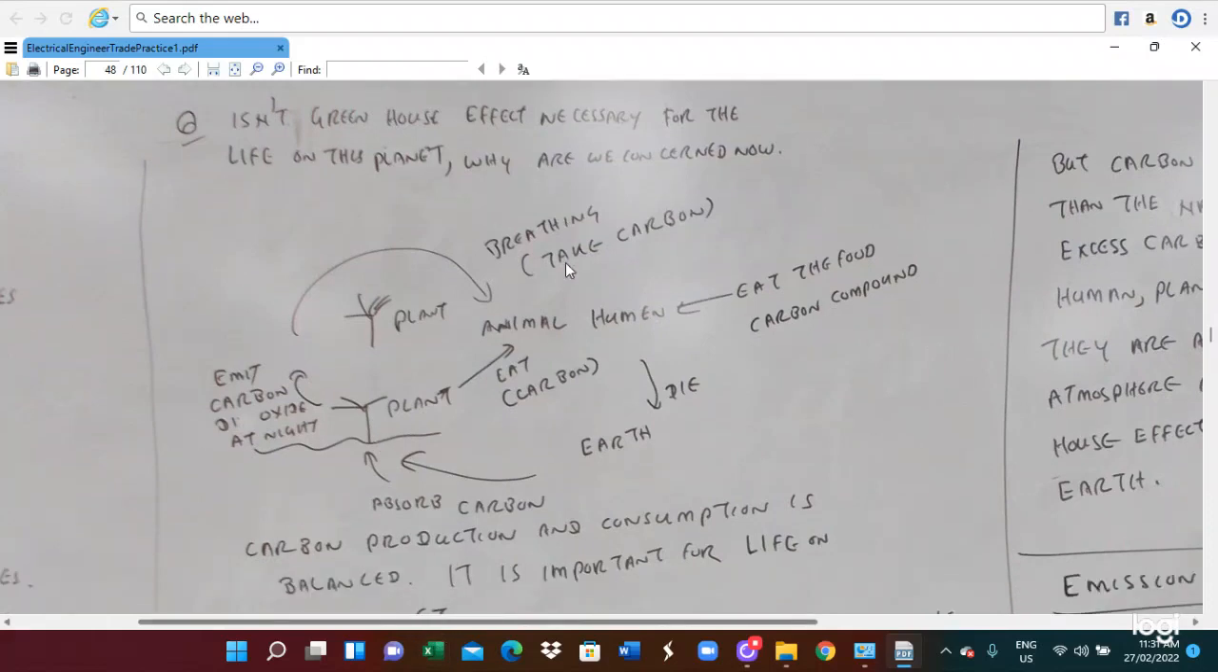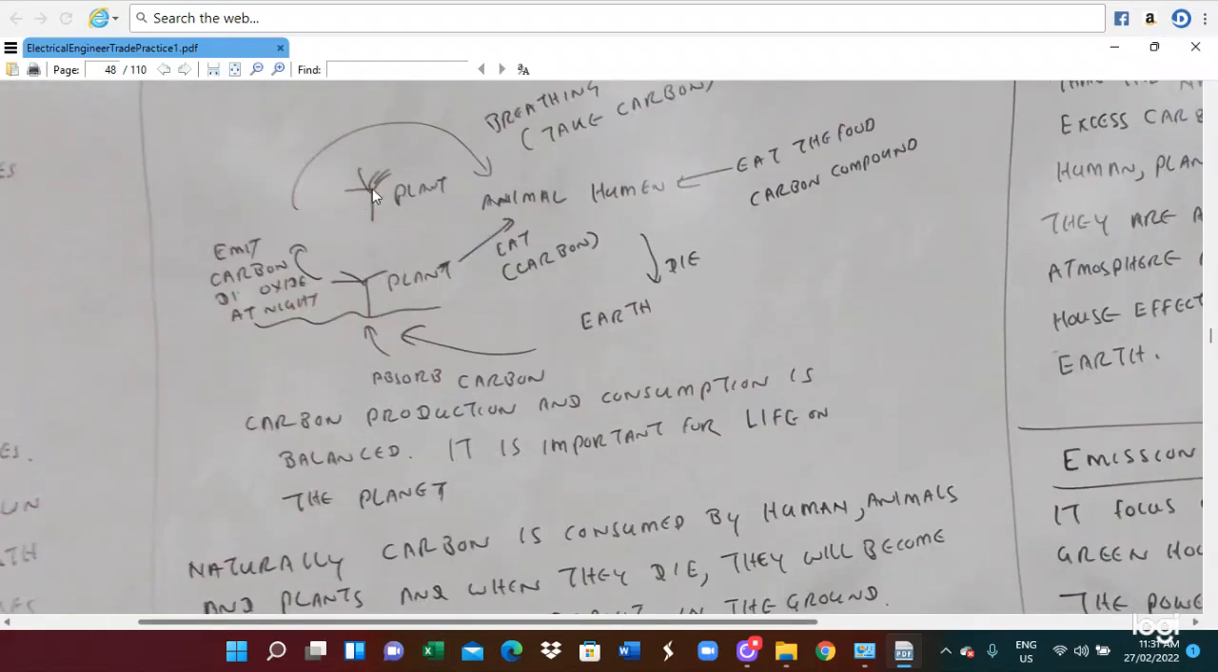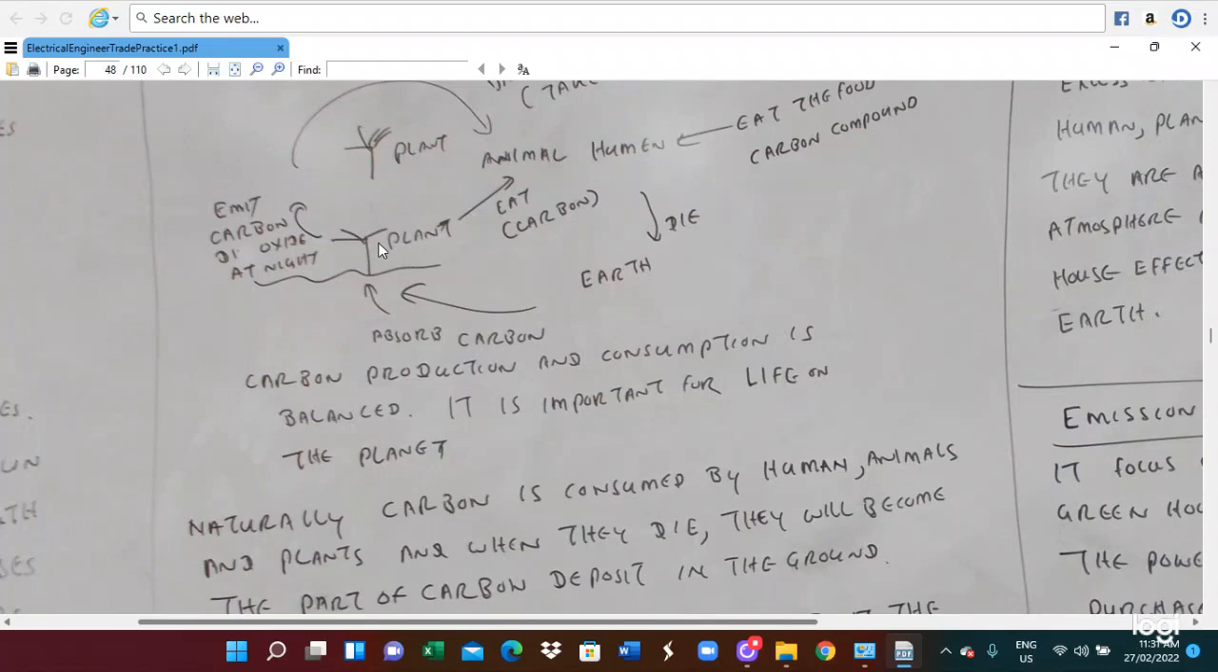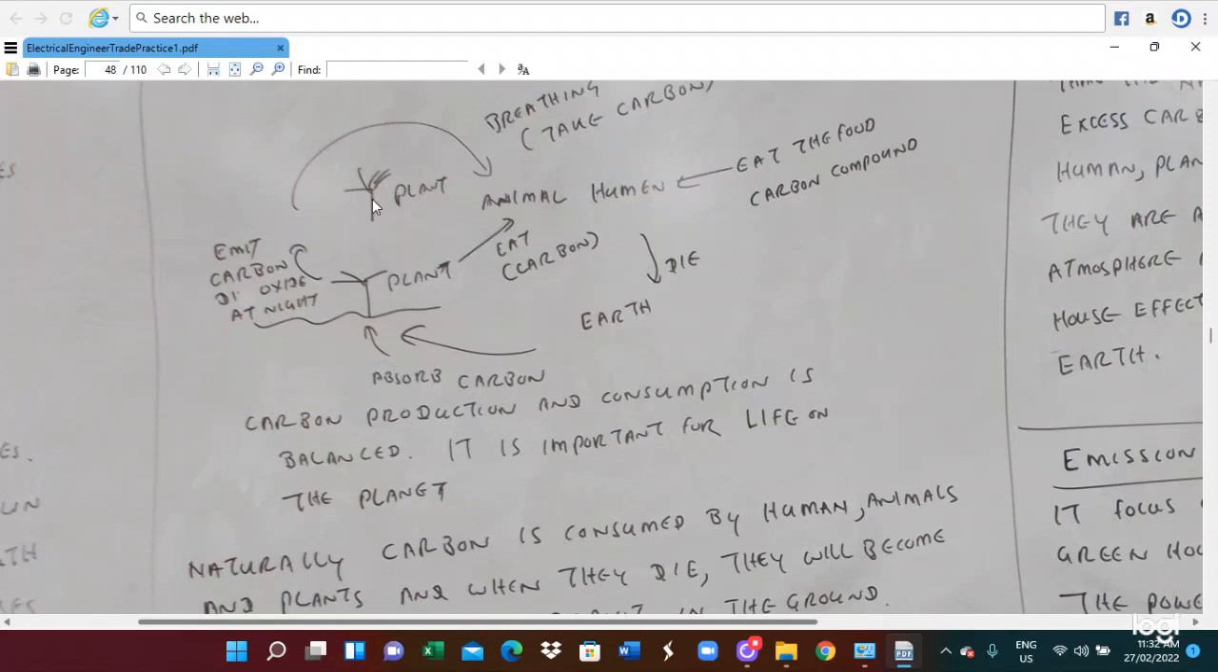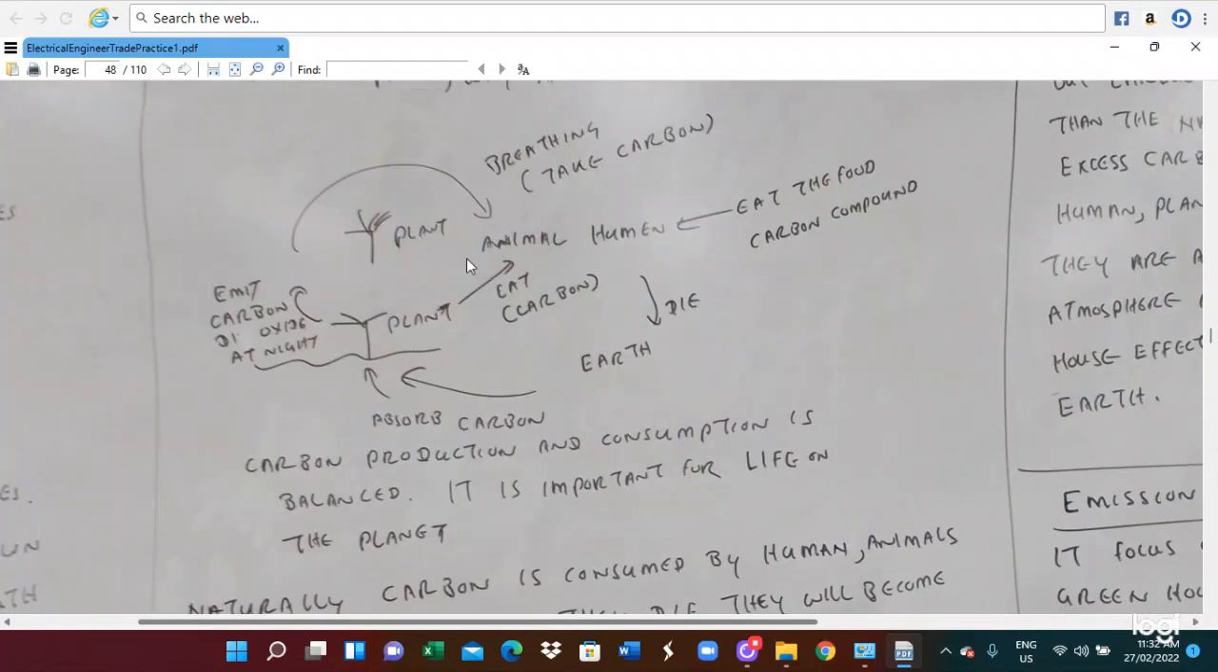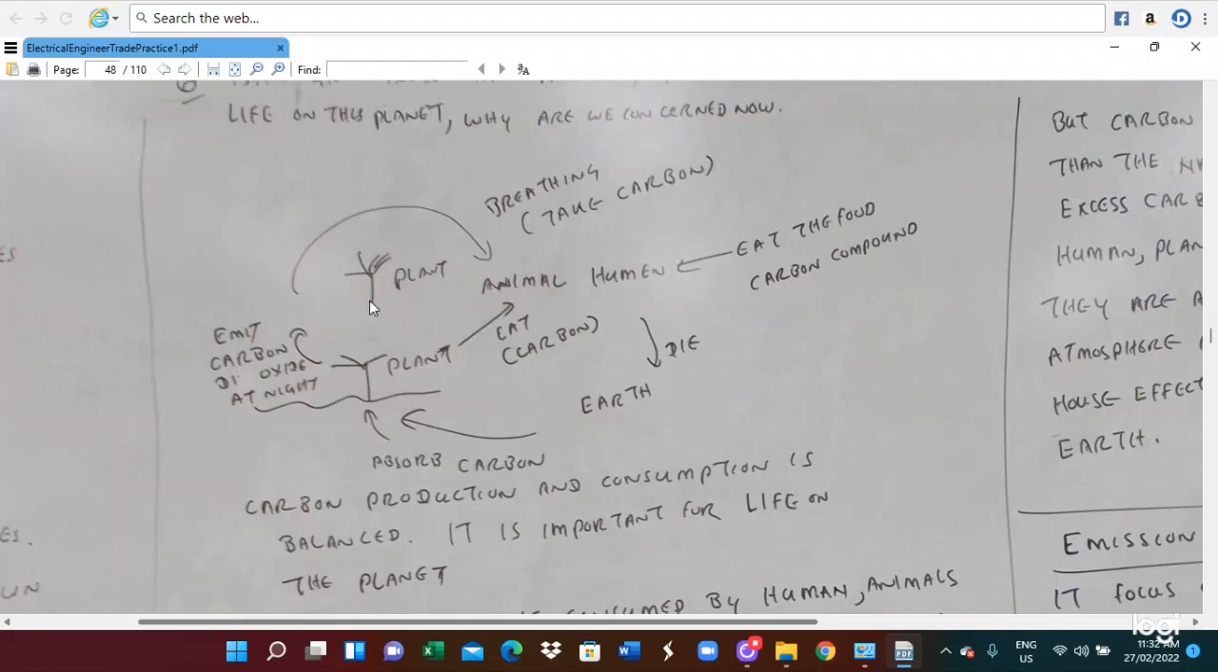The greenhouse effect is also natural, because normally plants absorb carbon dioxide during the day and emit it at night. Animals consume the plants, so carbon compounds are also taken by humans. When humans and animals die, they go into the earth and release carbon dioxide. So this is normal nature.